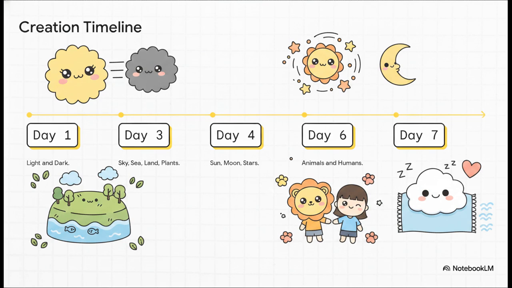Stepping back for a second, we can see the complete chronological arc we just went through. It begins on day 1 with light chasing away the dark. By day 3, we see the rapid layering of the sky, sea, land, and plants. Day 4 decorates the sky with the sun, moon, and stars. Day 6 brings the world completely to life with animals and humans. And finally, because everything was perfect and complete, day 7 concludes the sequence, not with more creation, but with a deep breath and a special day of peace and rest. It honestly gives the narrative such a beautiful, calming resolution.